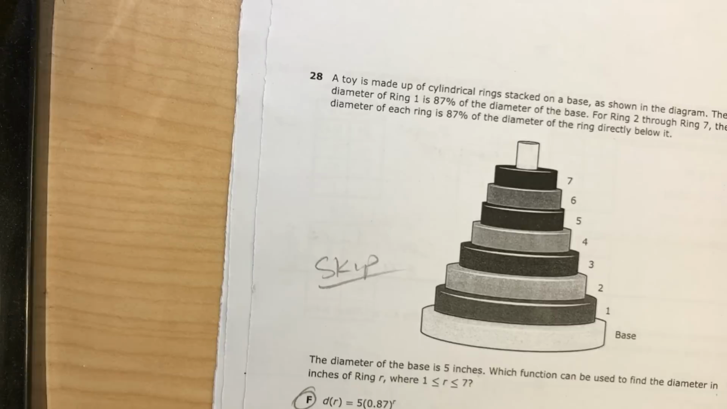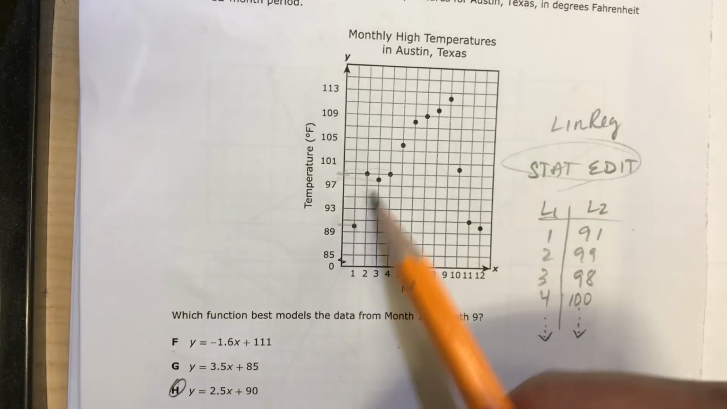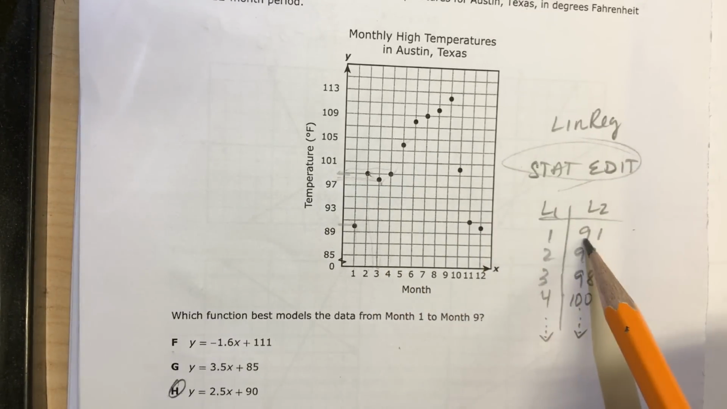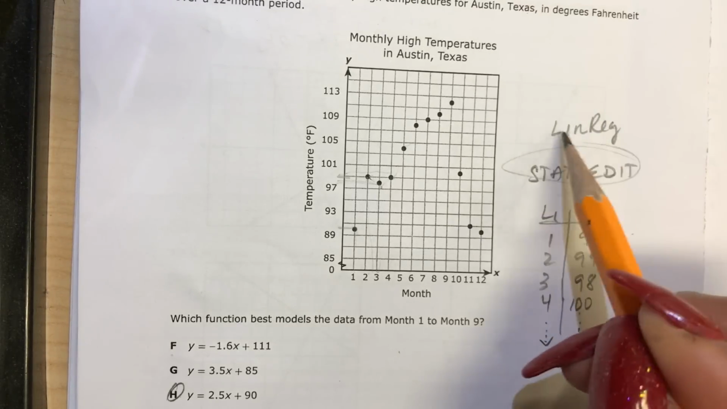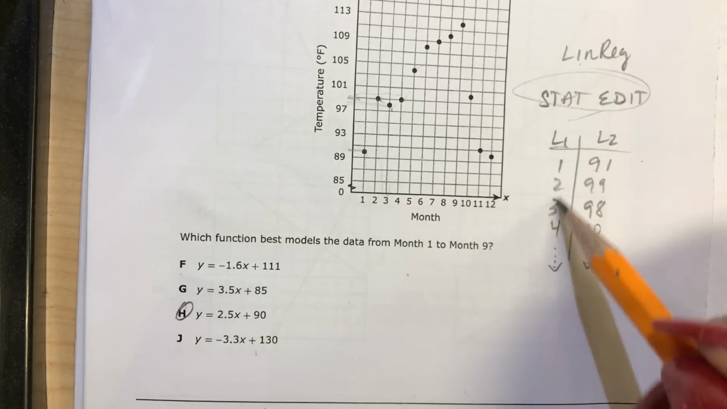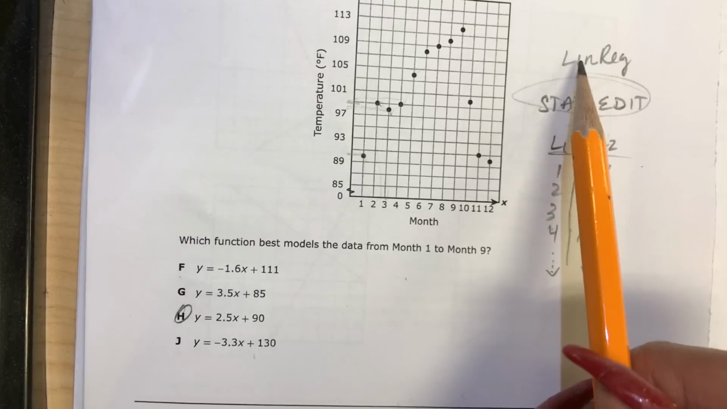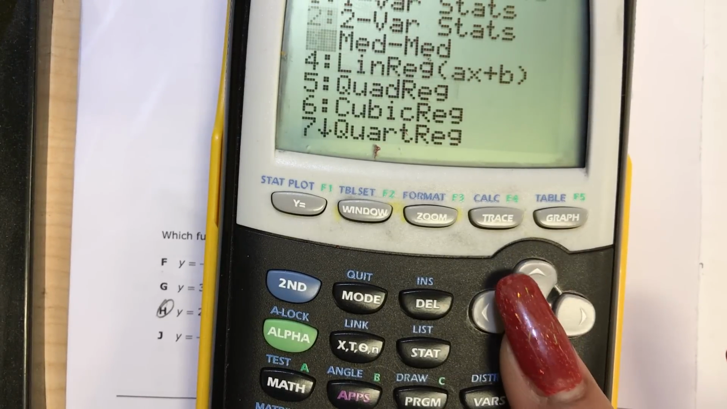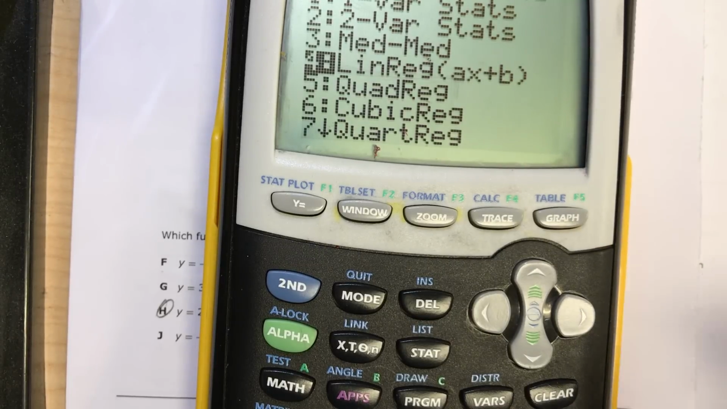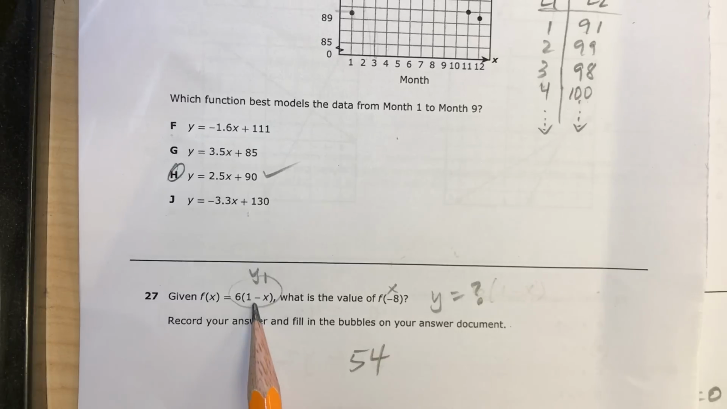Number 26. All you need to do is put these points into a table and do a linear regression. After you enter the x values in list 1 and the y values in list 2, you go back and hit stat, then go over to calc and hit lin regression, number 4, and you will have the answer as H.